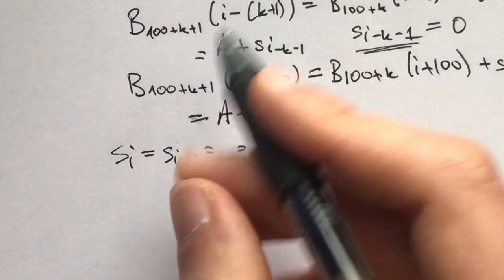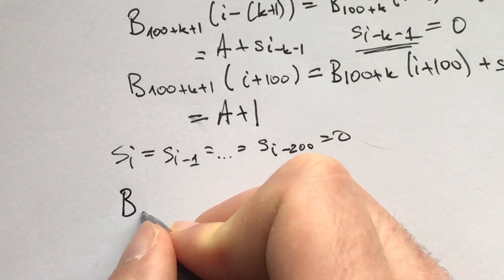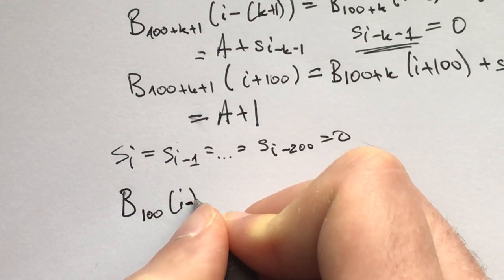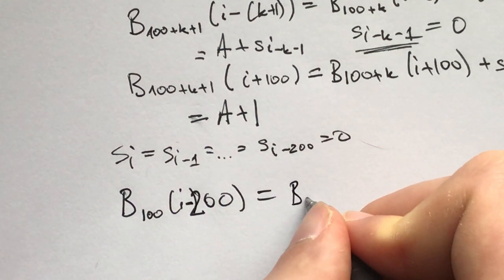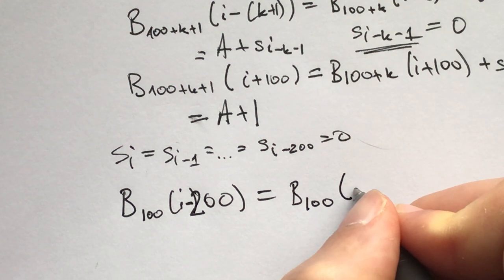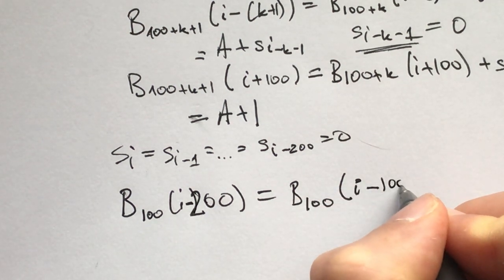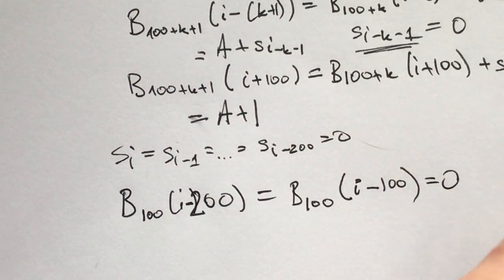And the next step is basically that this implies that we have b_{100}(i-200) is going to be equal to b_{100}(i), what do we have? i minus 100. And with this, the problem, and this is also going to be equal to 0.